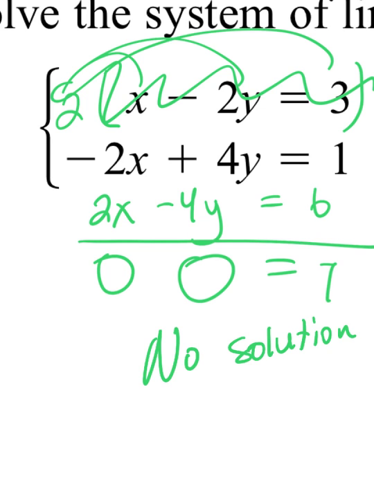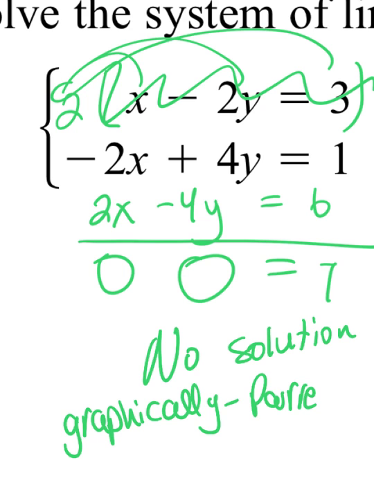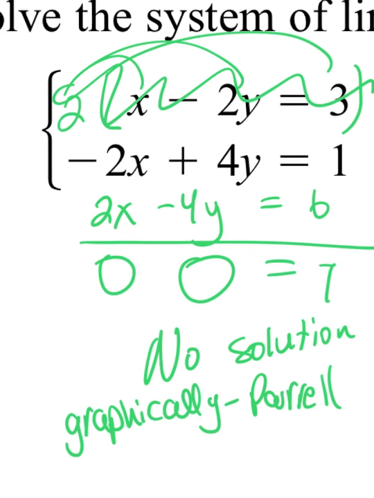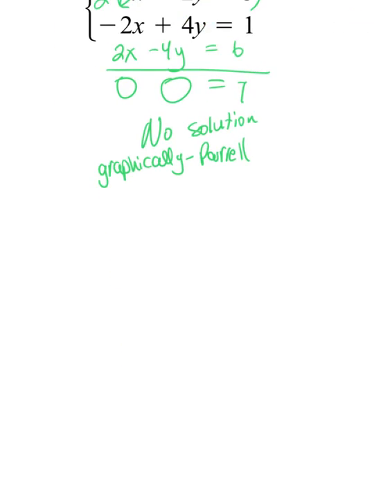If you were to graph these 2 lines, they would be parallel. Graphically, these would be what, Franco? Good. I don't think I spelled parallel right. That's okay, though. All right, let's look at the last one.